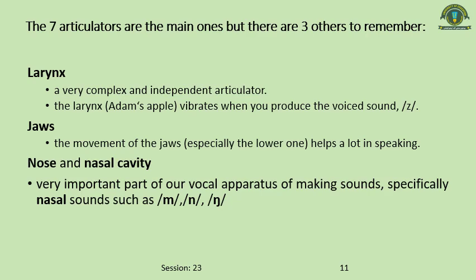As I told you, all speech organs are important, but some are very important. They are the main articulators, but these three are also very significant, and we try to understand their role, their name, their role. The first one is the larynx. It's a very complex and independent articulator. Adam's apple, which vibrates when you produce the voice sounds such as z, z.